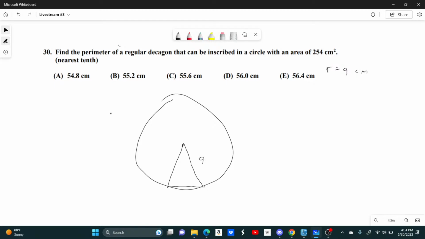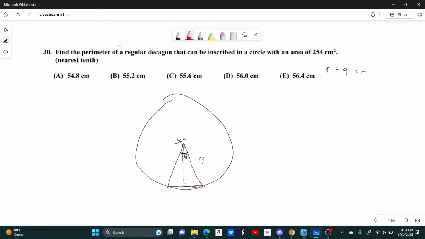That's that right there. I can find this central angle because if there's 10 equal triangles all the way around, then 360 divided by 10 would give you 36 degrees. So that's 36 degrees right there. And I'm trying to find what this length is right here. So I'm actually going to cut this down the middle and say, well, now that's 18 degrees. That's 9. And so I'm trying to find this length right here. And then once I find it, I can double it to find the side length.